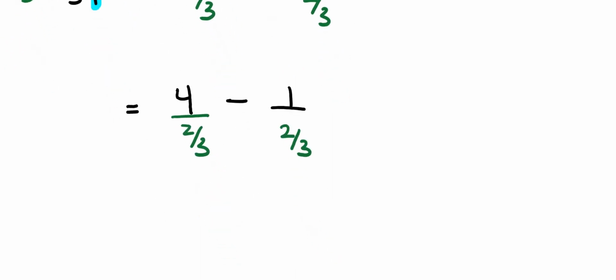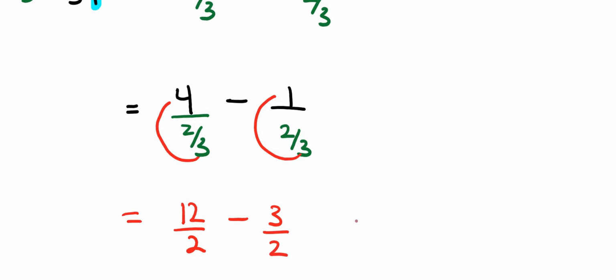All right, we're almost done here. Now we can just do some multiplication here. 4 times 3 is going to be 12, so 12 divided by 2 minus 3 times 1 is 3, so 3 divided by 2. And 12 minus 3 is going to be 9 divided by 2, which is roughly 4.5. So 4.5 is my final answer for that one.